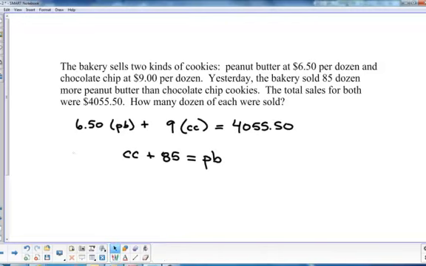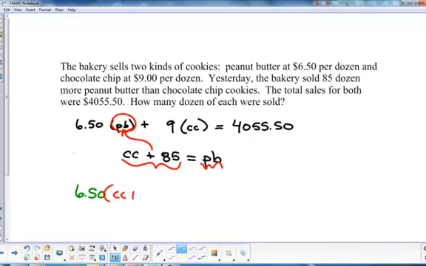All right, so I have solved for peanut butter. You might have solved for chocolate chip. But since I solved for peanut butter, I'm going to put that right there in for peanut butter. Substituting it in. So $6.50. And then instead of peanut butter, I'm putting chocolate chip plus 85. And if you would rather just use one letter, that's totally fine. I like to know what my letters mean.